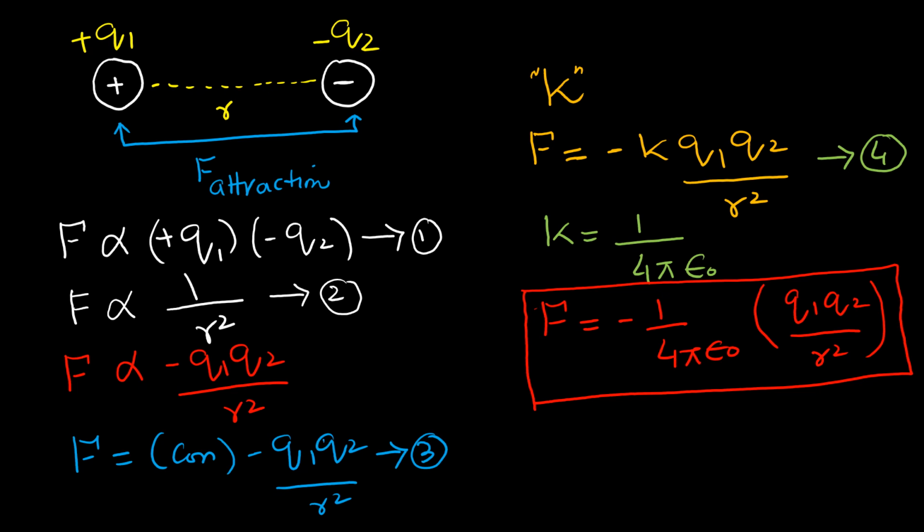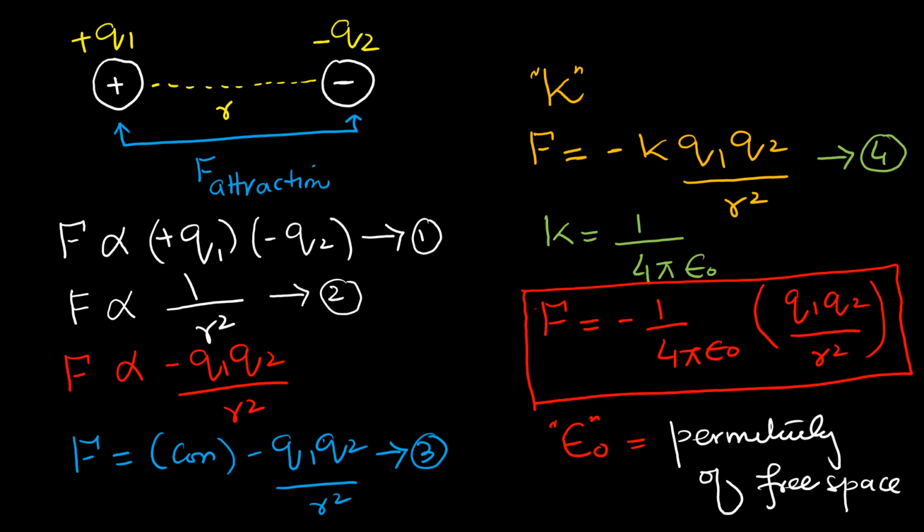So now, the interesting question that arises is that this equation has a constant known as permittivity, or a constant known as permittivity of free space. Permittivity of free space.